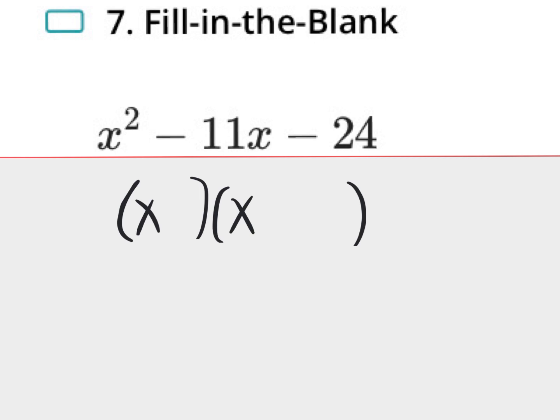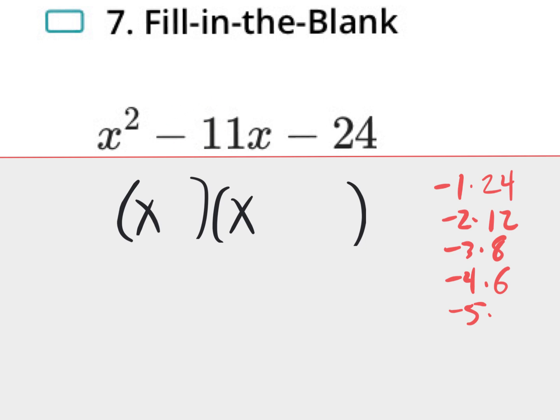How could you get negative 24? What times what is negative 24? You have a negative 1 times 24, negative 2 times 12, negative 3 times 8, negative 4 times 6, negative 5 doesn't work, and that's it. Those are all the possible ways of multiplying numbers together to give you negative 24. Of course, you could use a calculator if you struggle with multiplication. Anyway, which pair of numbers combines together to give you the middle value, negative 11?